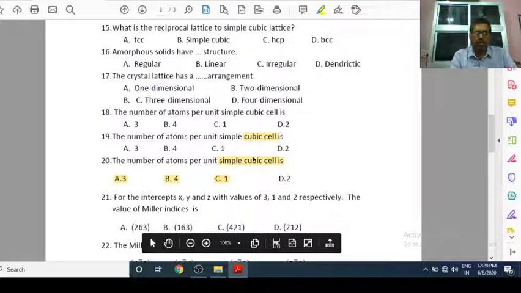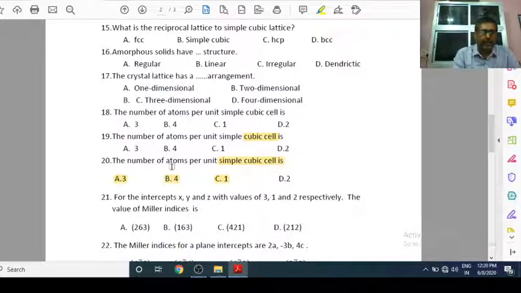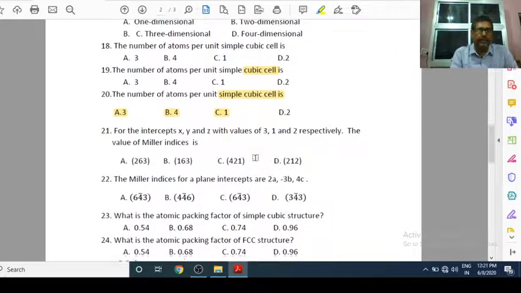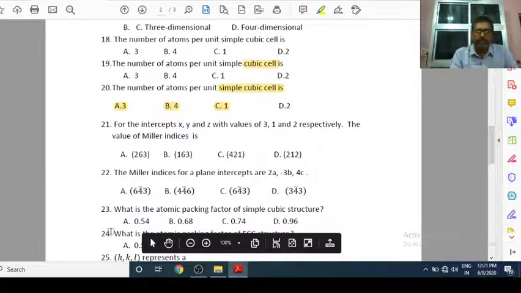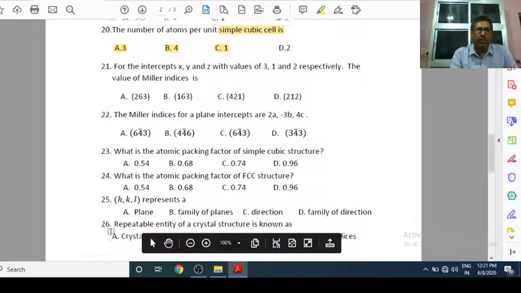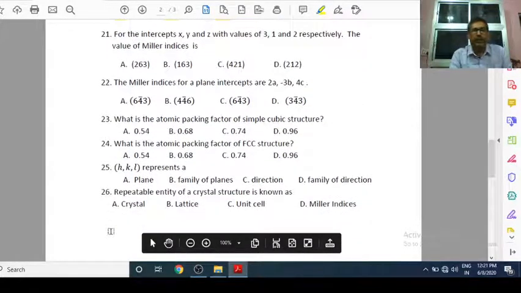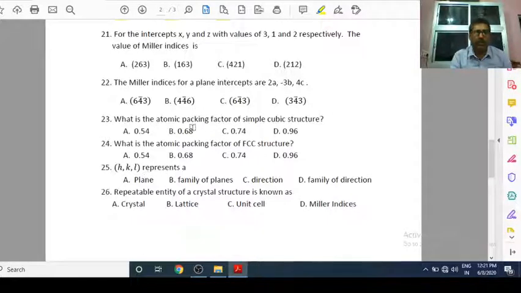Now I hope you have understood the difference between the three, 18, 19, 20. Actually by printing mistake, all are simple cubic. One is simple cubic, other is BCC, and third is FCC. So in this way, questions 21, 22, 23, 24, 25 all have four options.